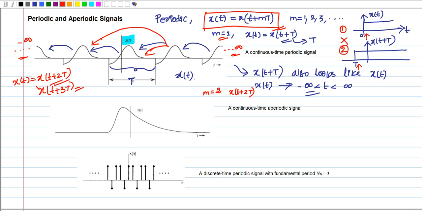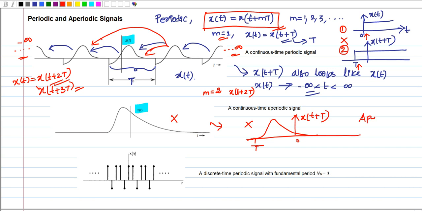So let us see this signal x of t plus T. If I shift this signal by time period T, what will I get? I'll get a signal like this. This is x of t plus T, shifted over T times. This is the origin. Now you see this signal and this signal are not the same. So therefore this is an aperiodic signal.